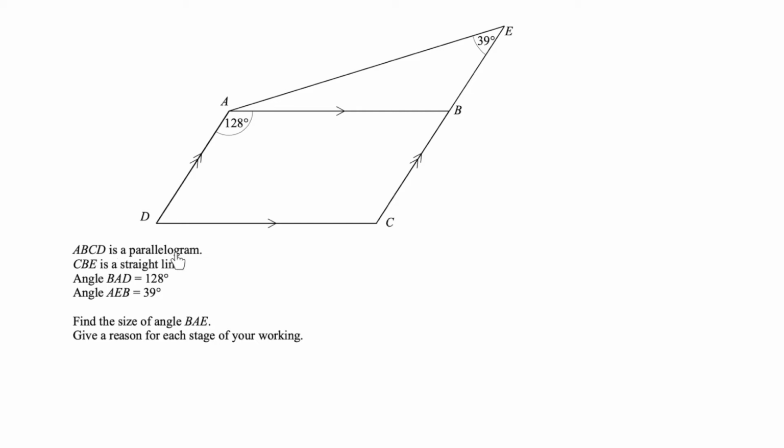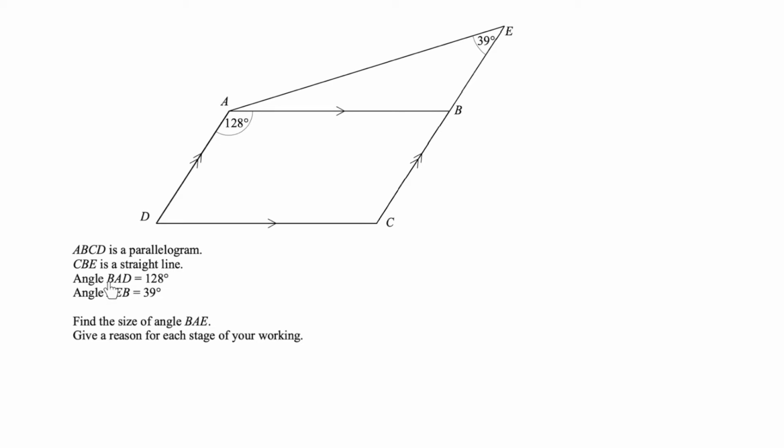ABCD is a parallelogram, which means this is my parallelogram here. I'm quite happy with that. We'll talk more about that in a minute. CBE is a straight line. That's this line right here. That's good to know because it means that because it's a straight line, we will have 180 degrees there.